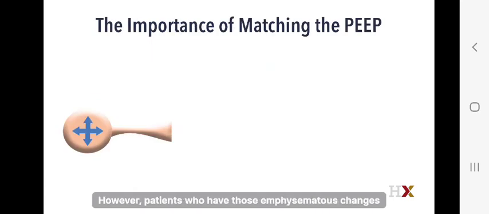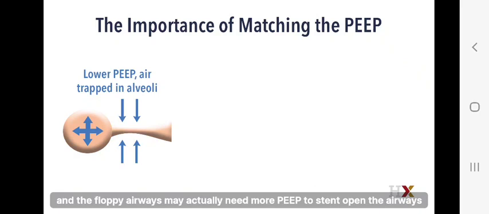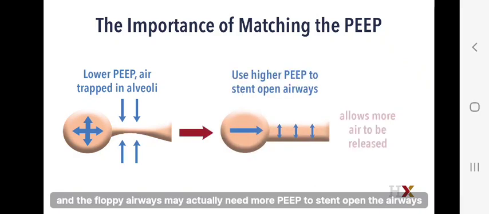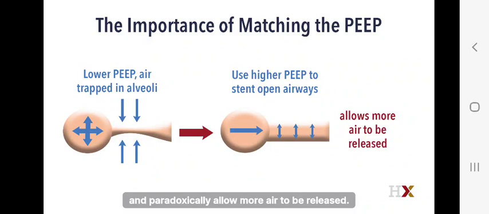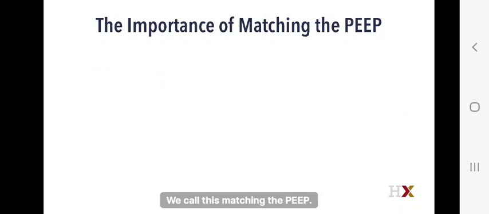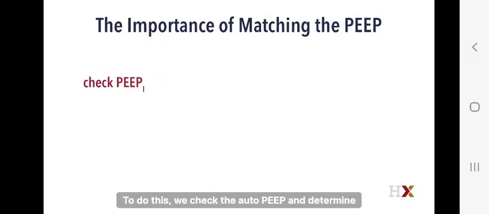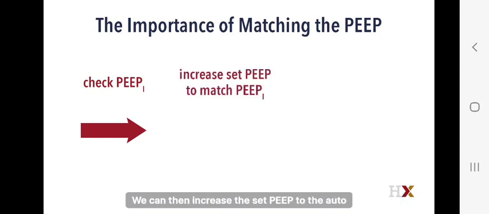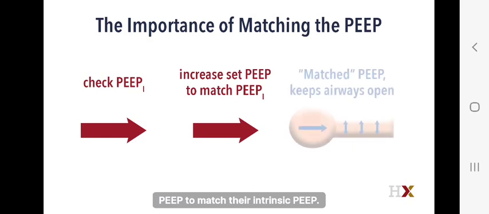However, patients who have those emphysematous changes and the floppy airways may actually need more PEEP to stent open the airways and paradoxically allow more air to be released. We call this matching the PEEP. To do this, we check the auto PEEP and determine how much pressure is left in the system when the patient is exhaling. We can then increase the set PEEP to the auto PEEP to match their intrinsic PEEP.